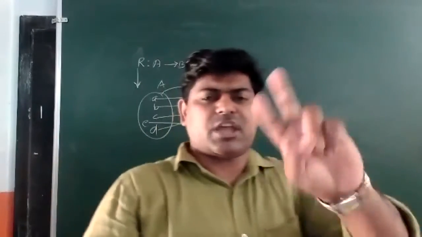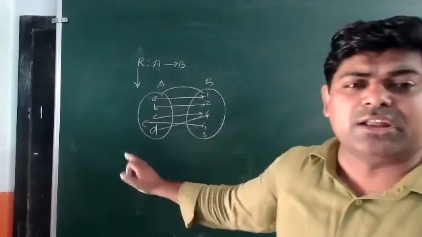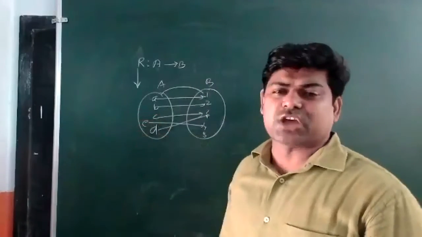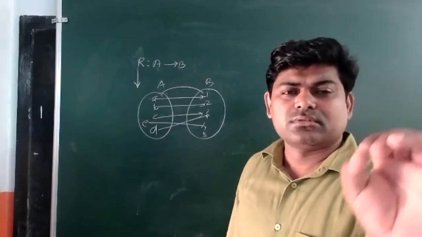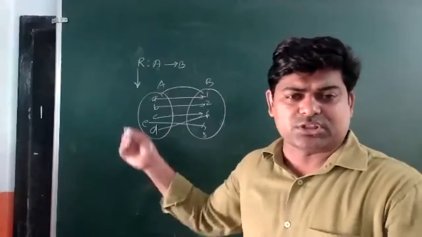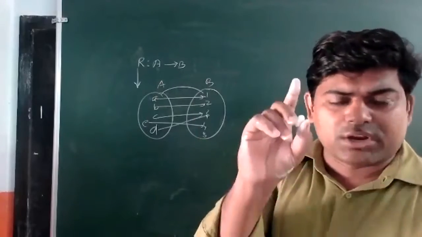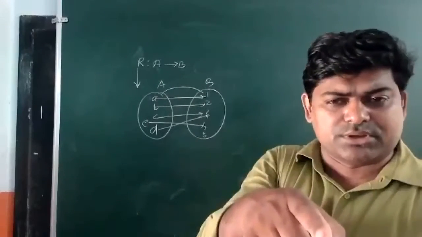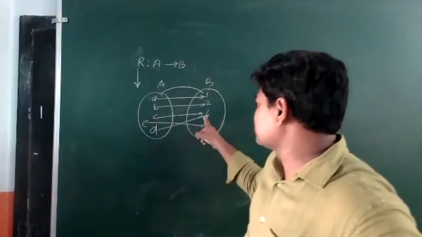There are 2 points. Every means we should not have a single element in A which has no image in B. At least, what I said, every element should have a unique image. What is the meaning of uniqueness? One element should have only one image. One element can't have more than one image. Yeah, 2 elements can have the same image. You can see here C and D both have the same image.